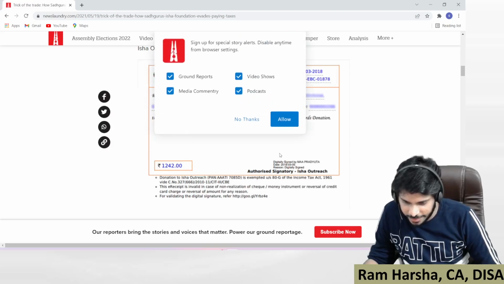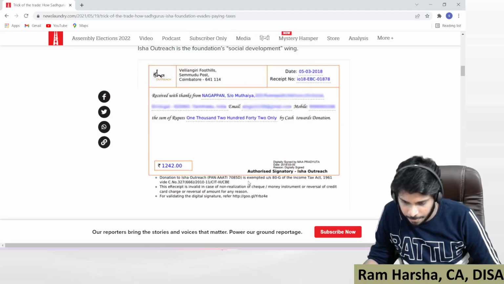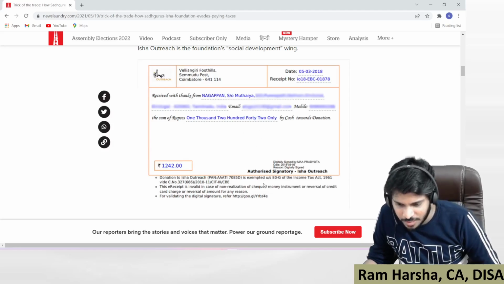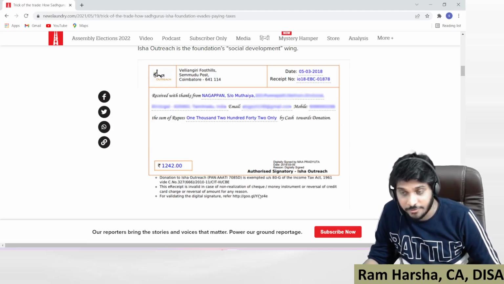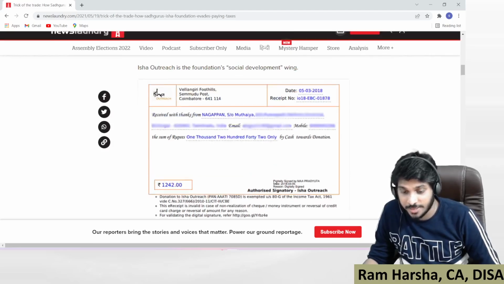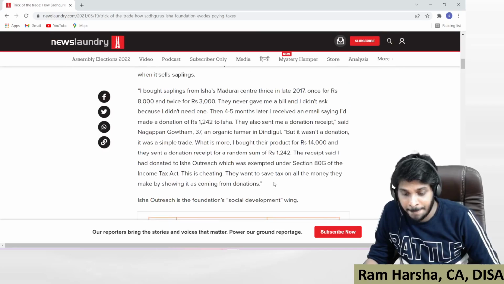So they have got 80G exemption as well. Even if at all a PAN number is found, we can figure out. In the PAN number, if the fourth character is C, it's a company. If the fourth character is not C, then it would have been something else.